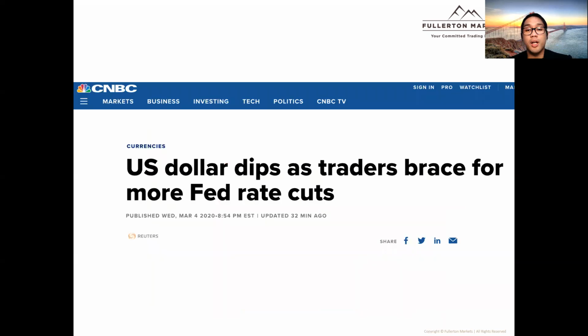The US dollar dips as traders brace for more Fed rate cuts. Now let's dissect this for a second. There's a few things that we already know. The first being the dollar dips. Why? Because, the second reason, the traders are bracing for more Fed rate cuts. More Fed rate cuts. And third, there is a large potential for Fed rate cuts. Those are the three things that we have taken from this article.